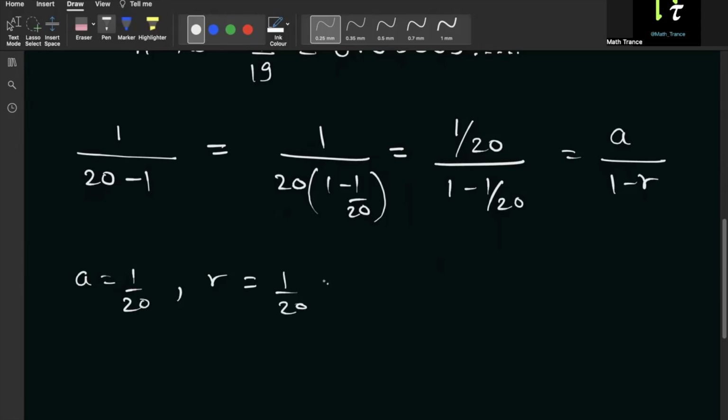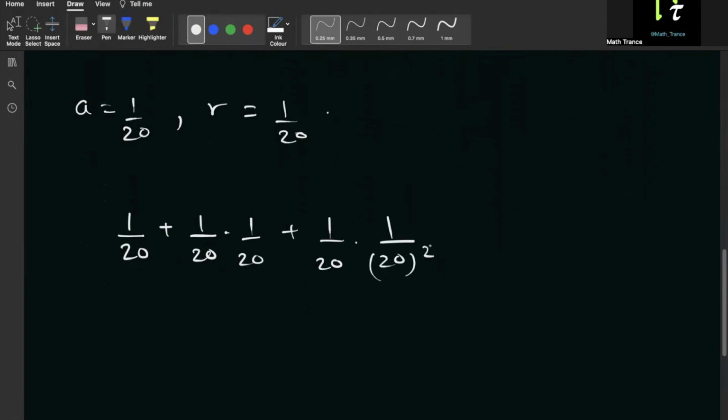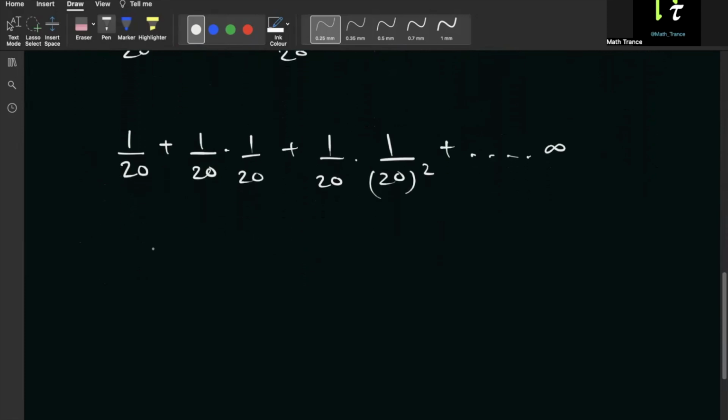So now, to express it, you just have to evaluate this sum. So 1 by 20, then 1 by 20 square. This is a, and this is r, and this is r square, and so on up to infinity. Which means this thing is what we started with: 0.1 by 2, and then again by 2. That is what we are doing.